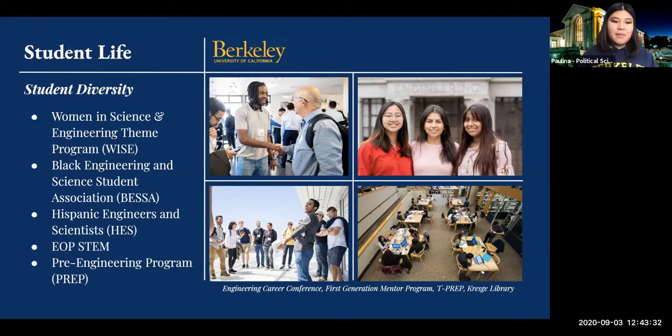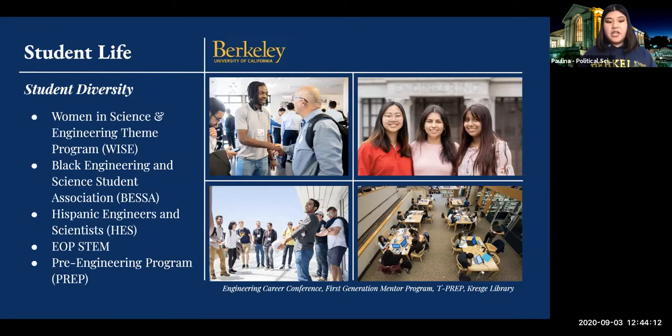One of them is our WISE theme program, or Women in Science and Engineering theme program. During a typical year, we have Stern Hall, which is an all women's dorm, and this WISE theme program would happen there. It's really cool because the theme program incorporates not only living with people who have similar interests, but also grouping together, having discussions, doing things together, and talking about topics that are impacting women in science and engineering. So that's a really great resource that we have. We have the Black Engineering and Science Student Association, Hispanic Engineers and Scientists, which I believe Kristina's in.